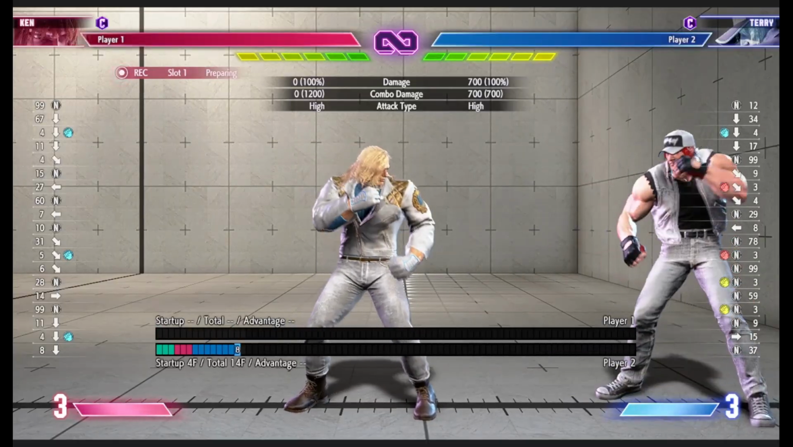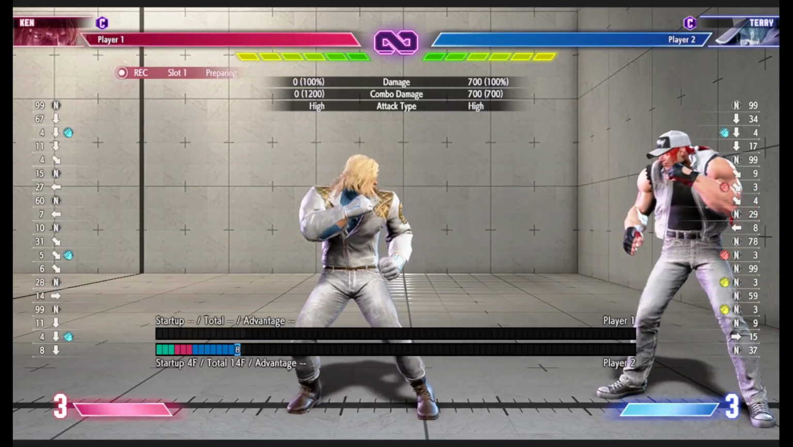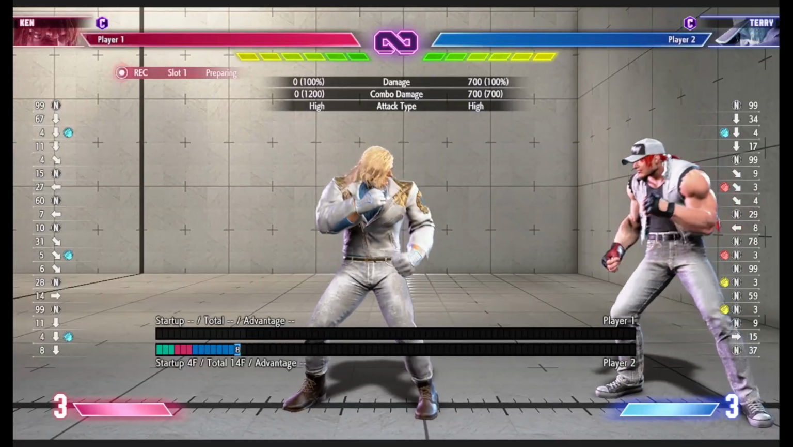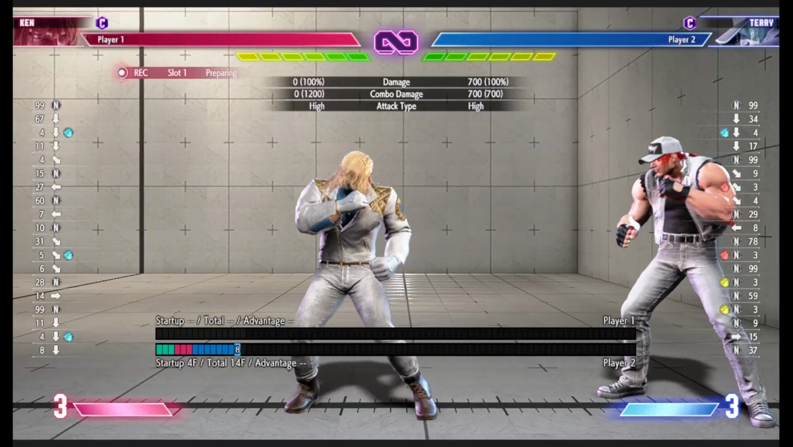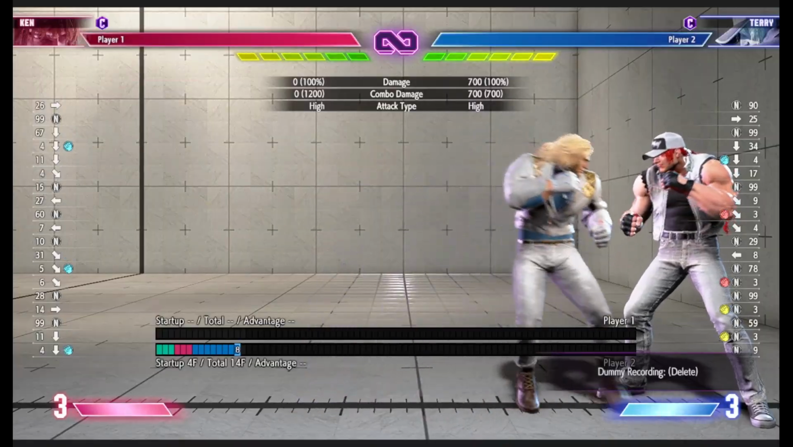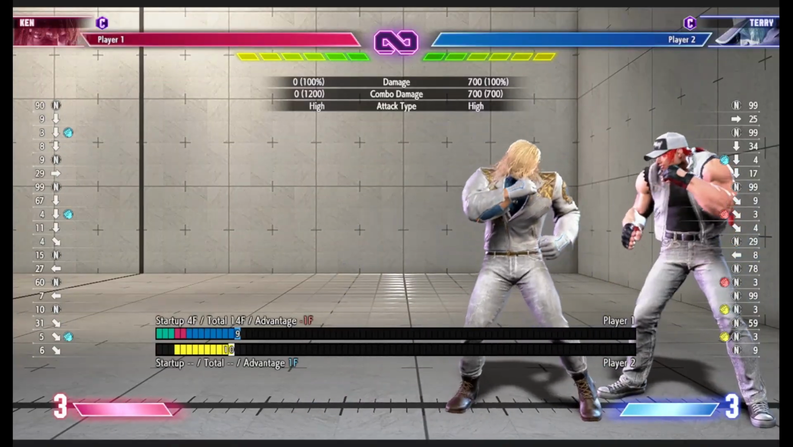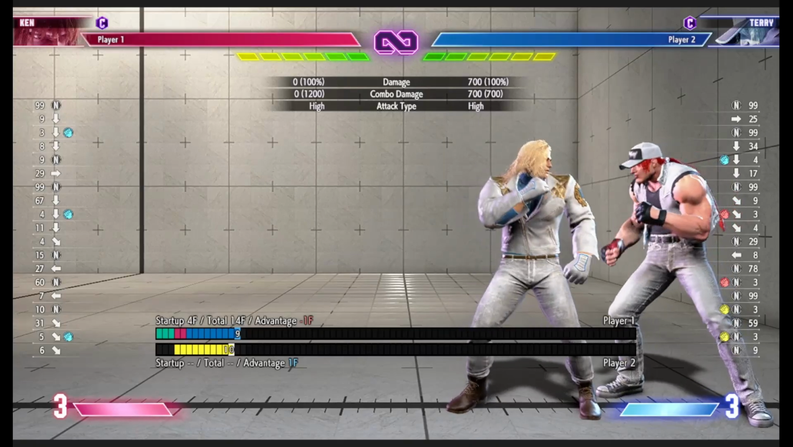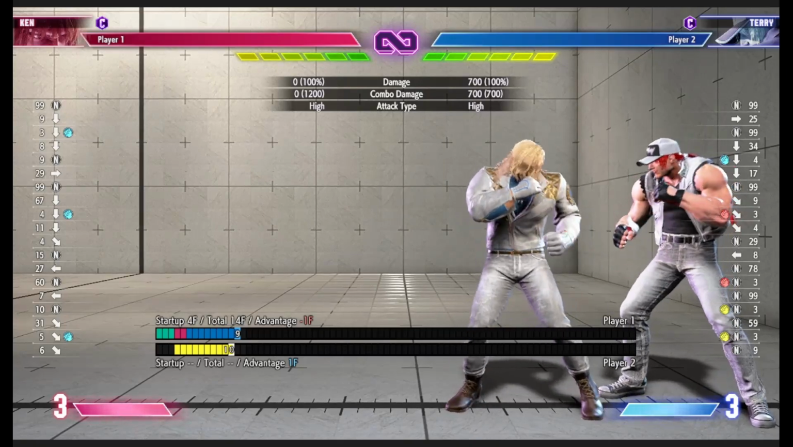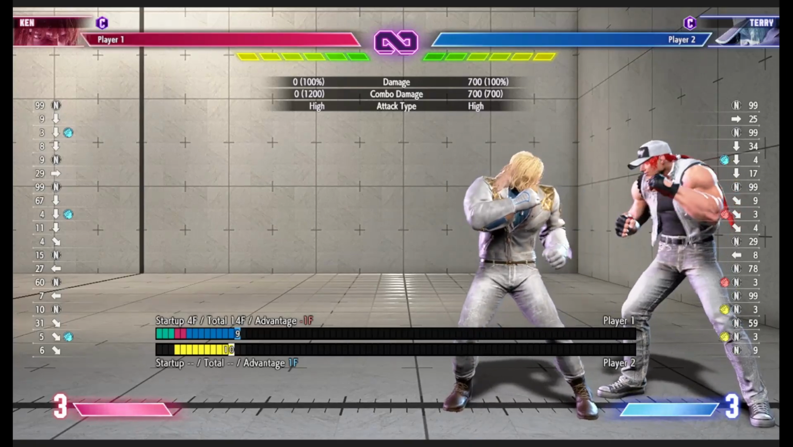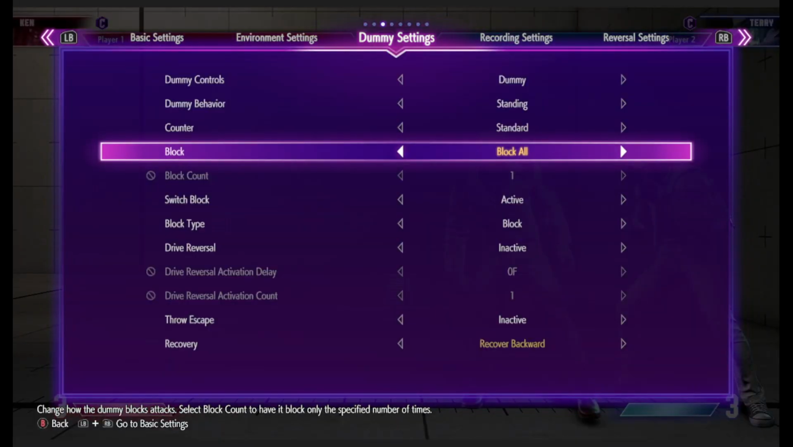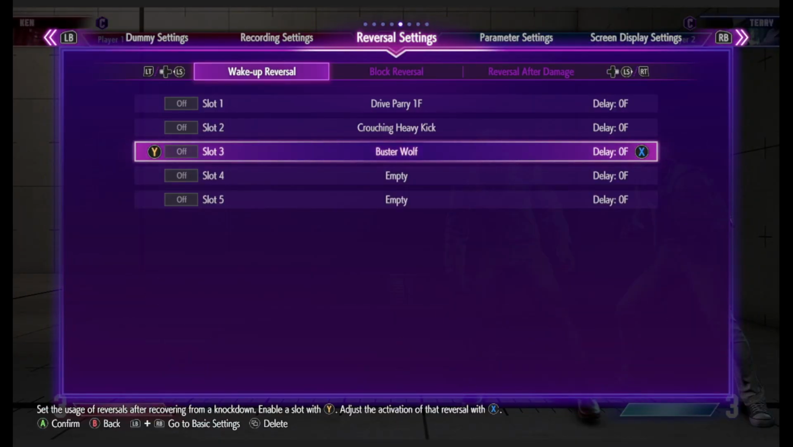Terry's crouch light punch is also a 4 frame startup. Both moves come out at the same speed. So if I am at a disadvantage of 1 frame, his light punch should come out 1 frame before mine, and he should hit me. So let's try to demonstrate this.